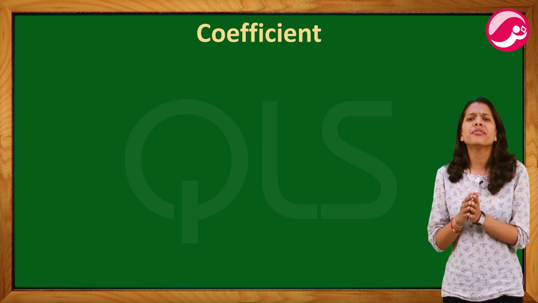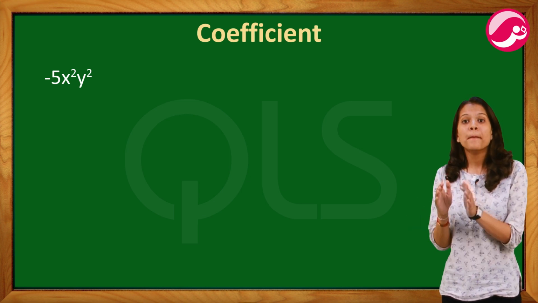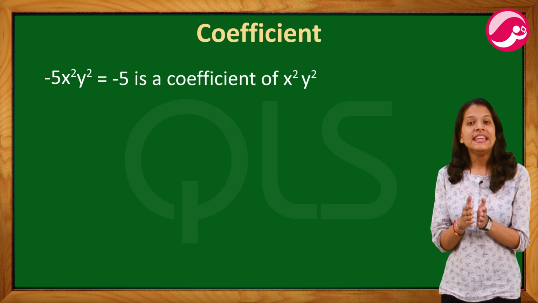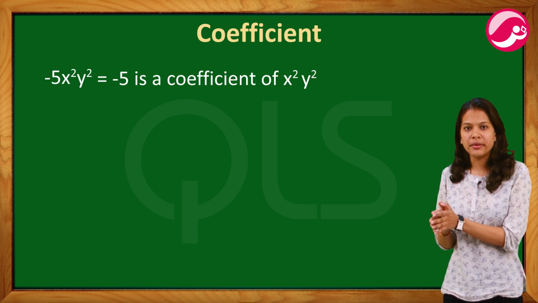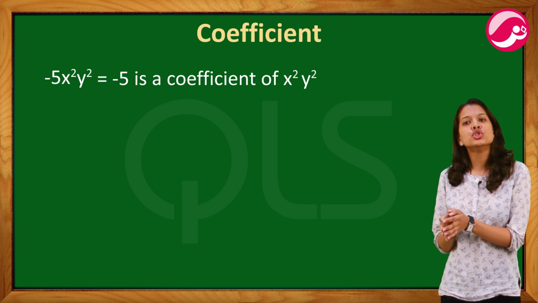Now let's see a different case. In the term minus 5x squared y squared, minus 5 is the coefficient of x squared y squared. Yes, the minus sign is included. When the coefficient of a term is plus 1, it is usually omitted.